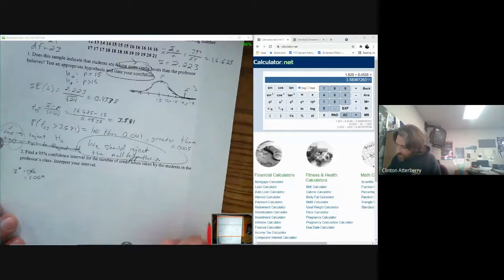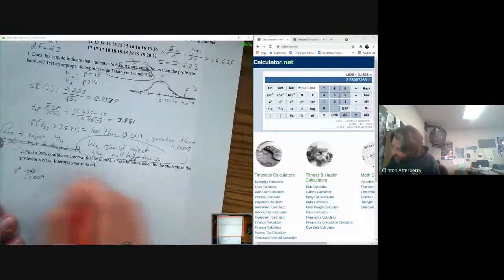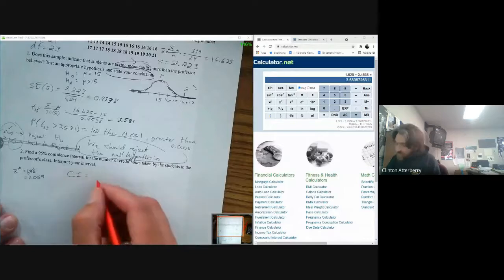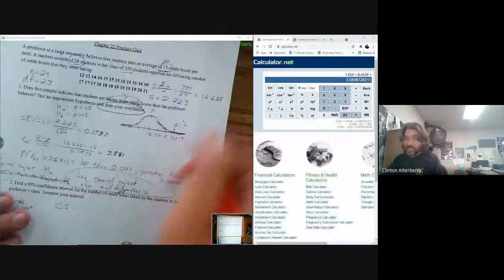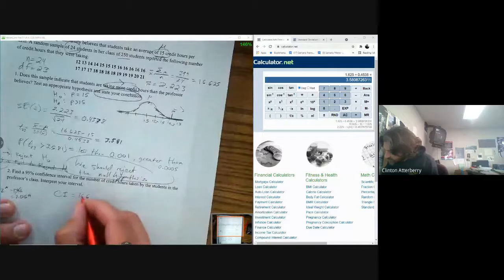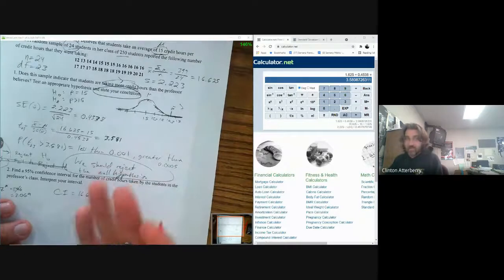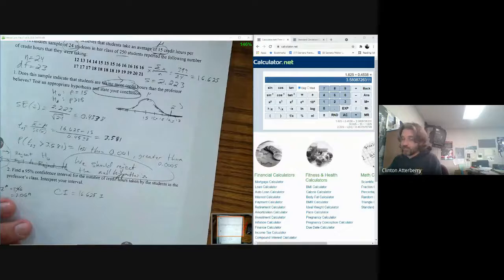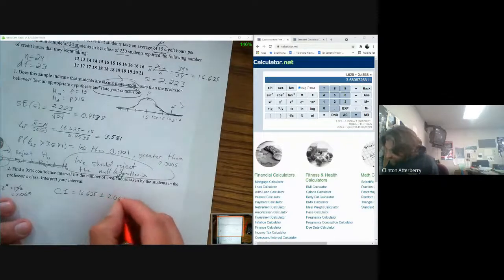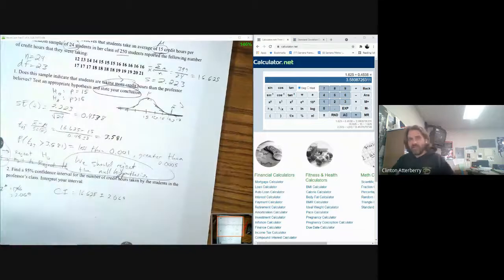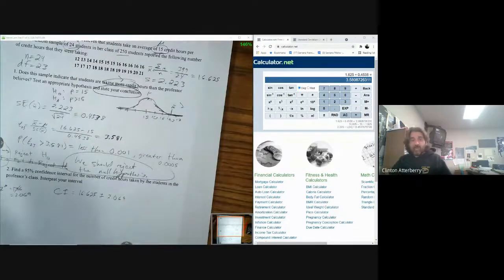So the equation for the confidence interval: we start with our average, which is 16.625, and we're going to do the plus or minus of our Z star, which was 1.96, but now it's going to be 2.069. By making this number a little bit bigger than 1.96, when we multiply that by our standard error, sorry, our standard deviation, that's going to open it up so that we have a better picture.